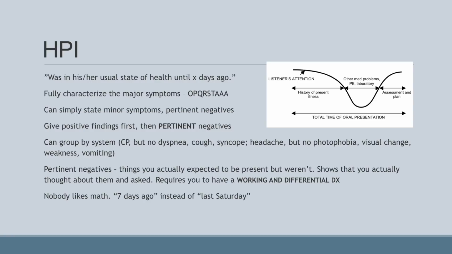In general, you want to give your positives followed by your pertinent negatives, and you'll group them by system. So for example, let's say their big complaint was chest pain. You'll do your OPQRST AAA of their chest pain, really flesh it out. And then after that, you'll say, but there was no dyspnea, cough, or syncope. You're thinking of related symptoms that really change the way that you would think about their chest pain.